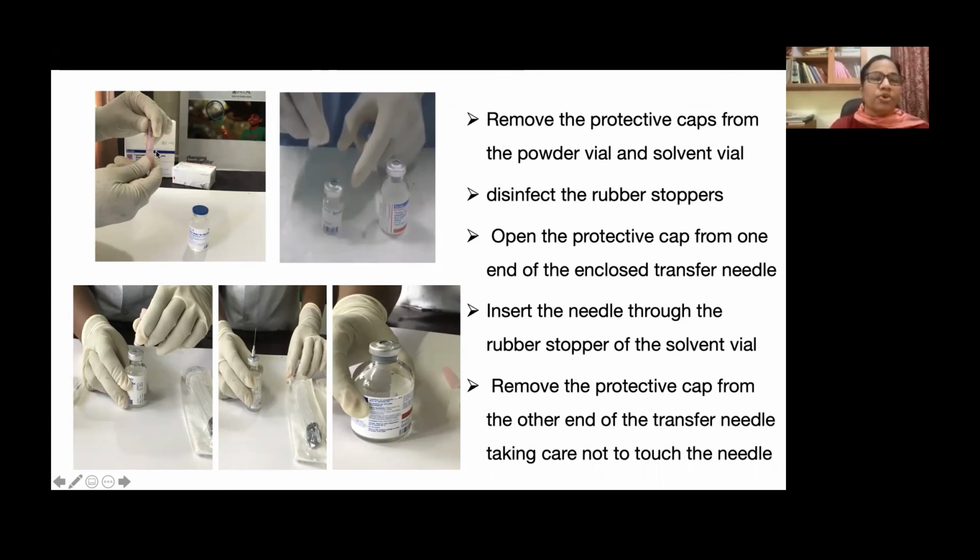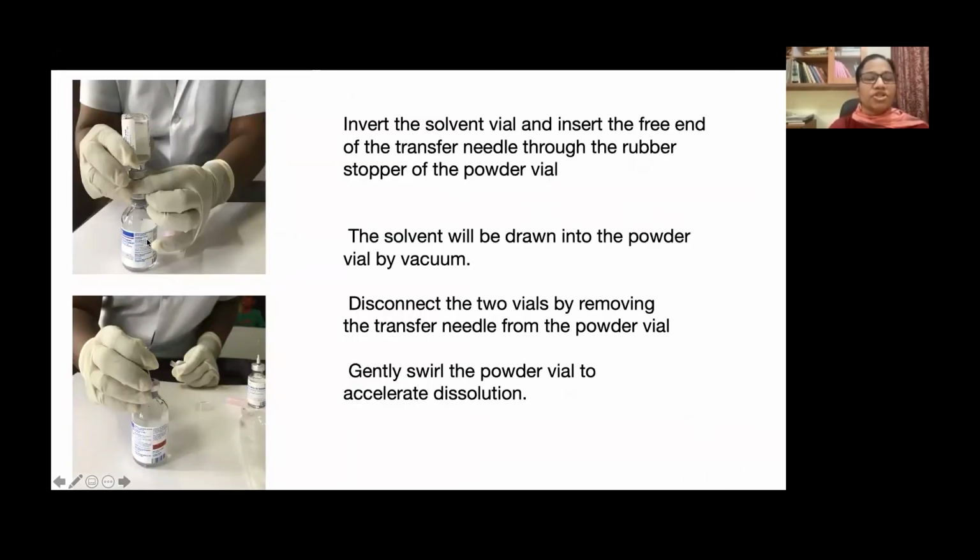You have to open the protective cap from one end of the enclosed transfer needle and insert the needle through the rubber stopper of the solvent vial, the same way as with factor VIII. Then remove the protective cap from the other end of the needle, taking care not to touch the needle end. That is very important. Now we have to insert it into the vial for reconstitution. So this is the reconstitution vial.